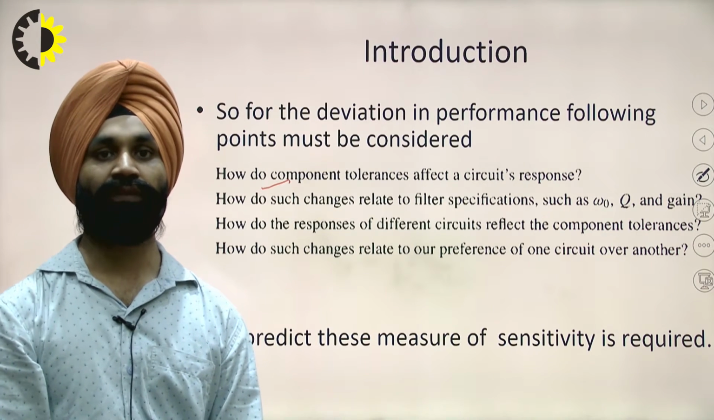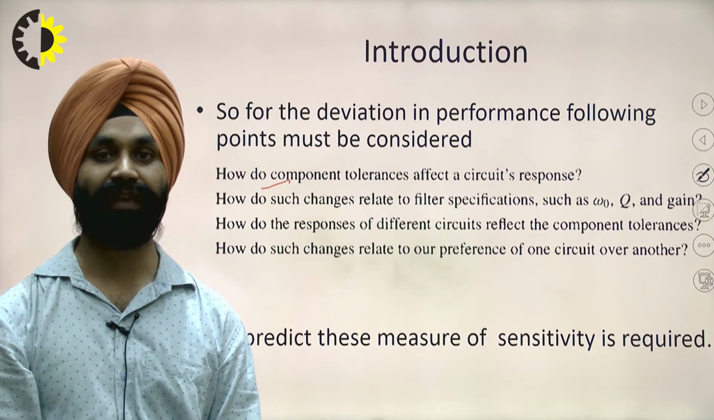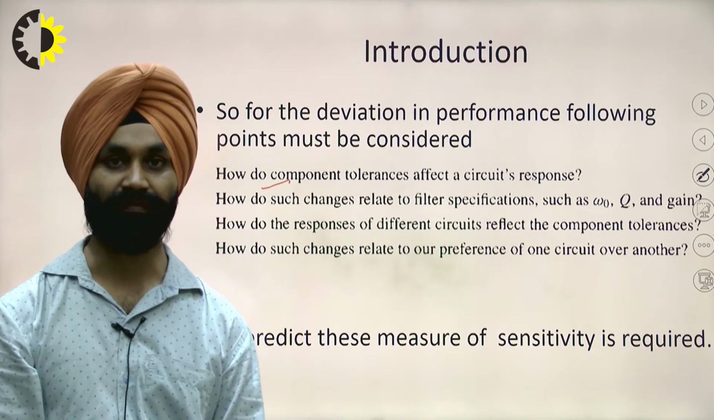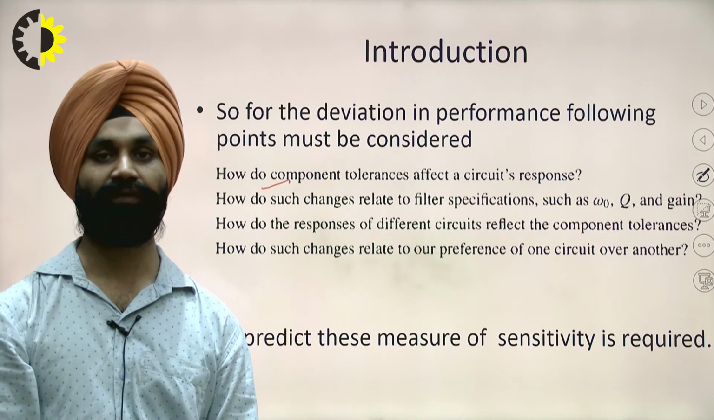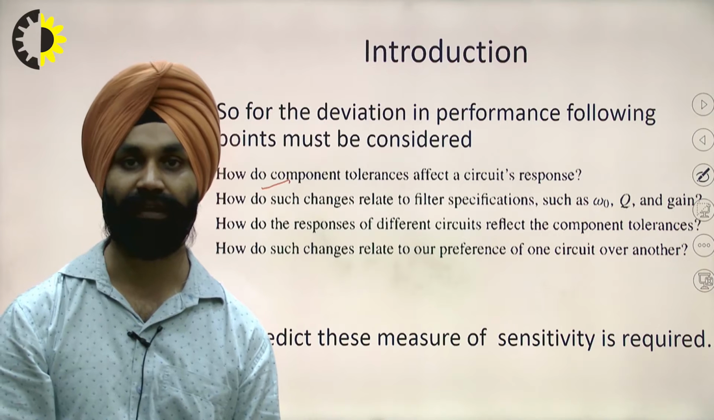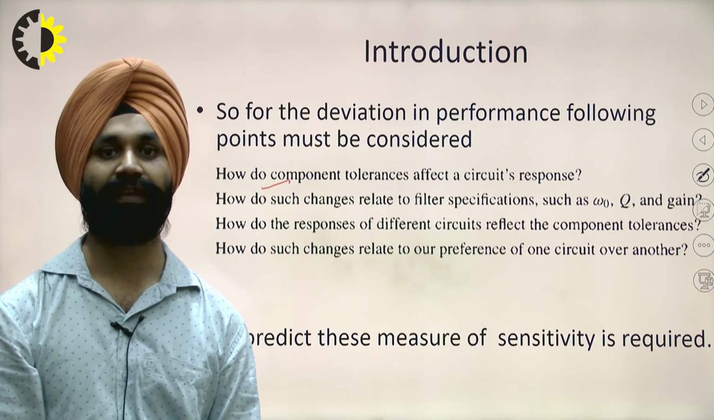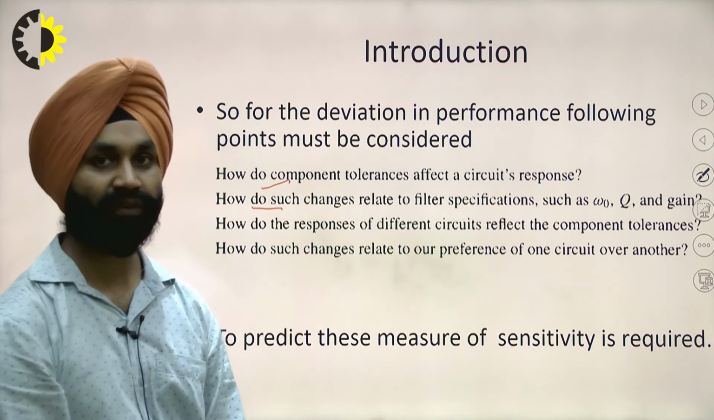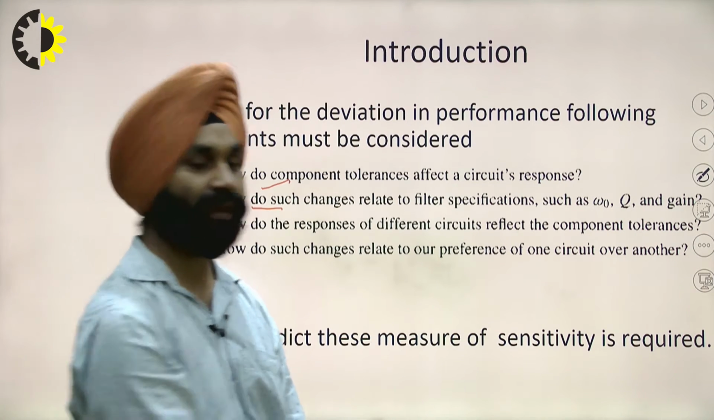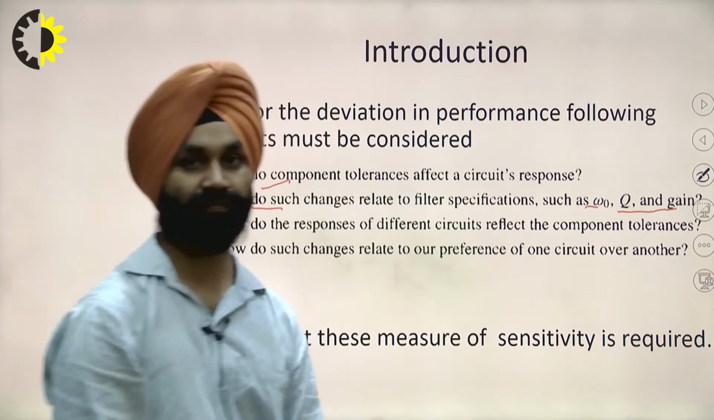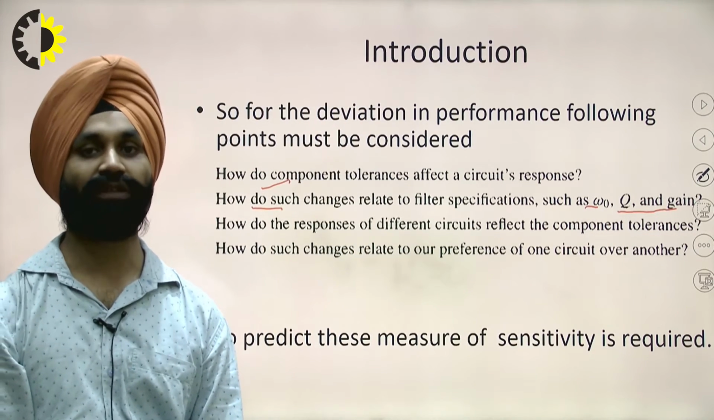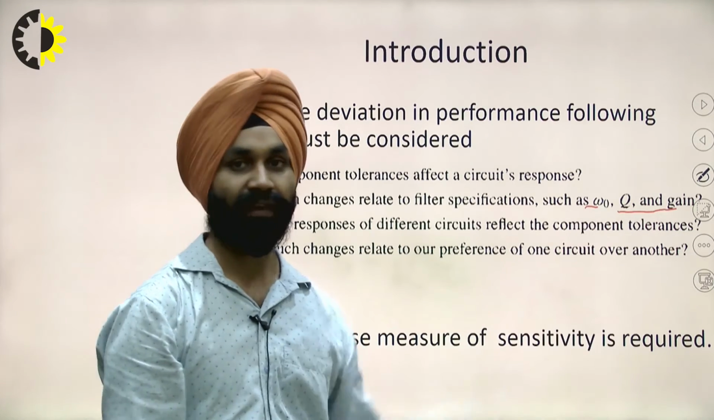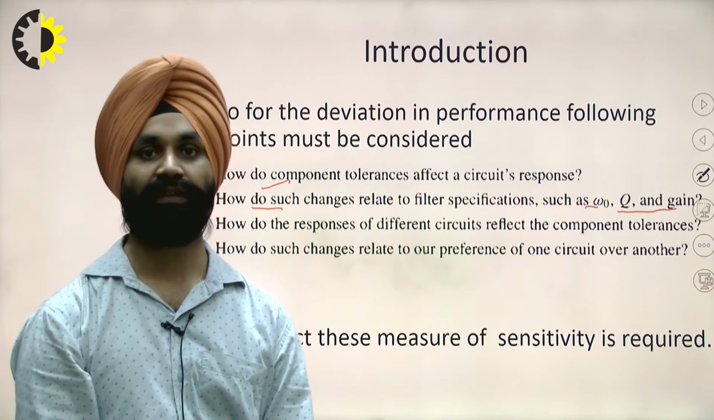If the component tolerance is varying our response greatly, we have to adjust using the circuits. If the tolerance of the components, like if R is varying plus or minus 1% and we can tolerate it, then we can neglect it. Then we need to know how such changes relate to the filter specifications, that is omega naught, Q and gain. So if we have an R component or C component which is not related to omega naught, Q or gain, then we can neglect that component.